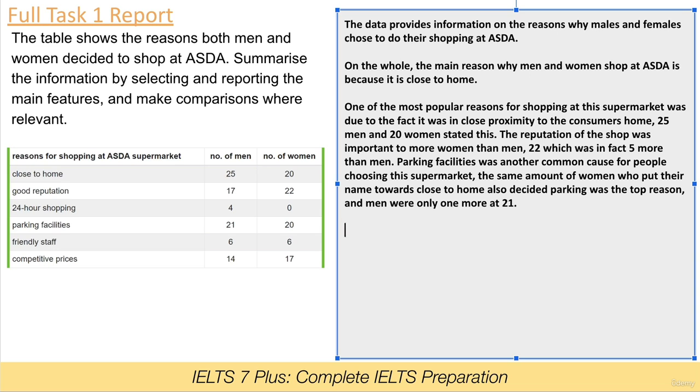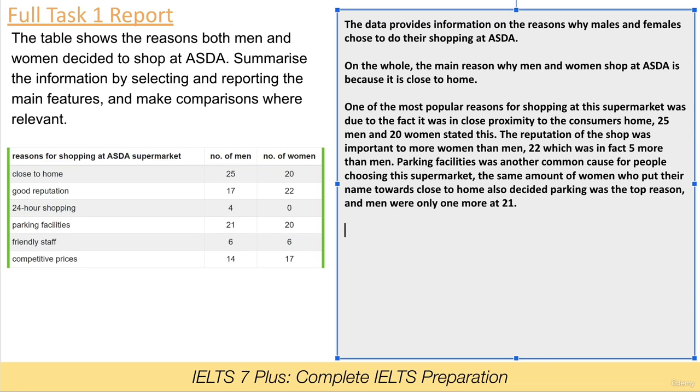Okay, so we're phrasing things in a bit of a creative way. We're not just stating all of the numbers. We're trying to be a bit more interesting with it. So one of the most popular reasons for shopping at this supermarket was due to the fact it was in close proximity to the consumer's home. 25 men and 20 women stated this.